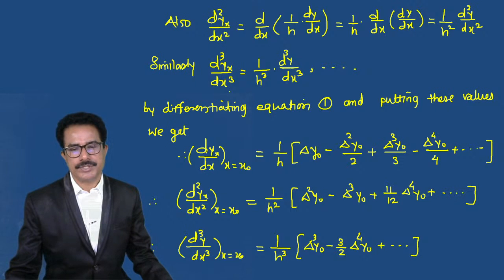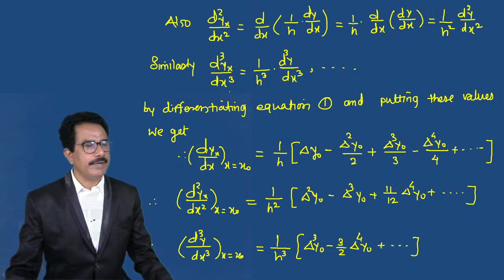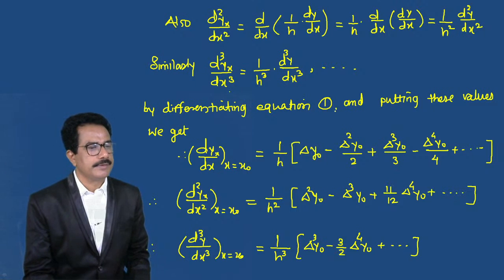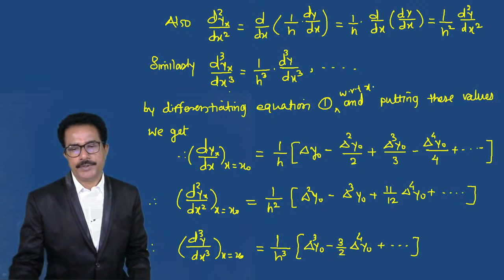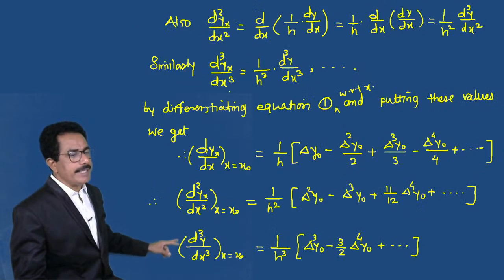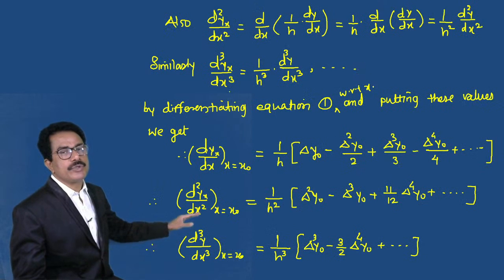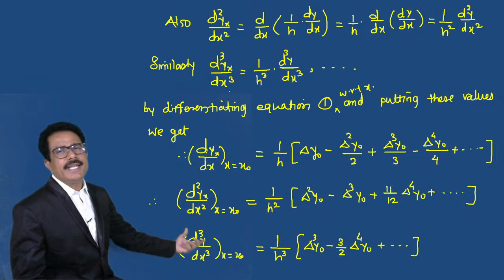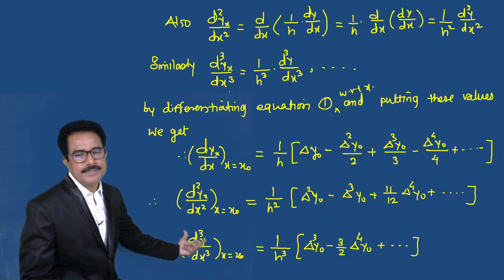See this, differentiating equation 1 with respect to x on both sides. And putting these values, so we will get d3y by dx cube is equals to 1 upon h cube delta cube y0 minus 3 by 2 delta 4 y0 dot dot. या स्मॉल टर्म असतात, फार निग्लिजिबल टर्म असतात.